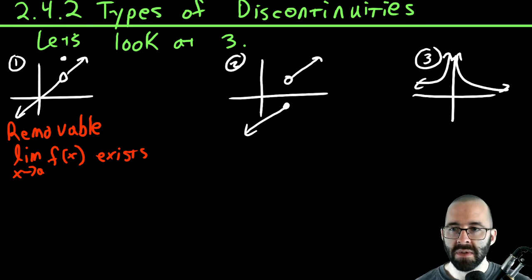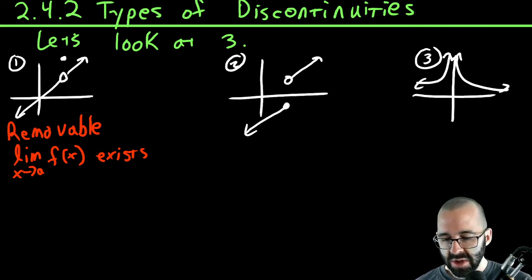And remember that if the limit is infinity, technically it doesn't exist, because infinity is not a number. So this is our first type of discontinuity, removable. It's called removable because we can fix it with a piecewise function. If we just move the circle down here, now it's continuous.